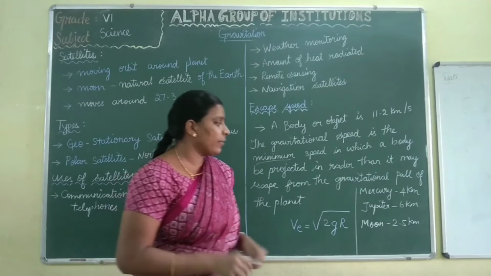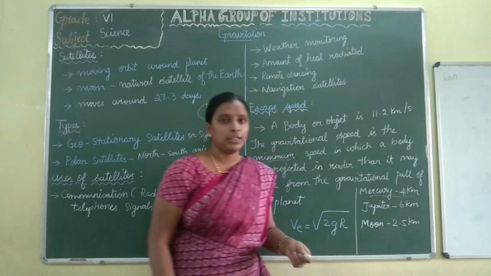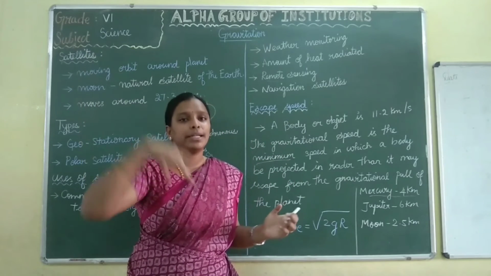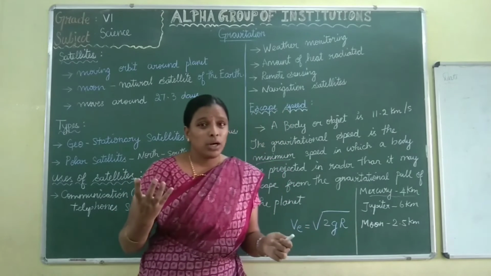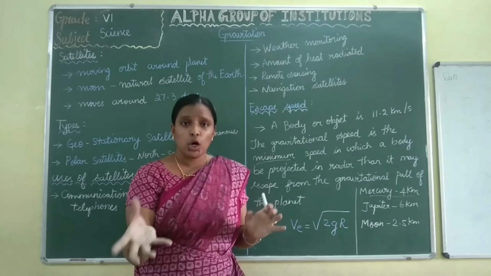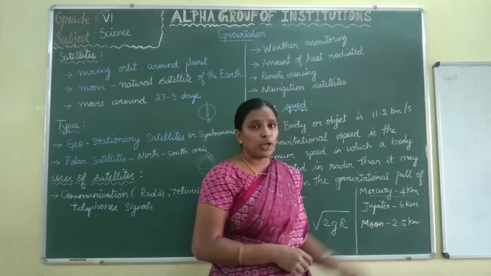They have given three things. What is that? Mercury it will be taken as 4 km per second. So at 4 km per second it will be moving at escape speed and it will come back. We are not assuming the mass of the object. So Mercury is small, so it will be taken as 4 km per second.